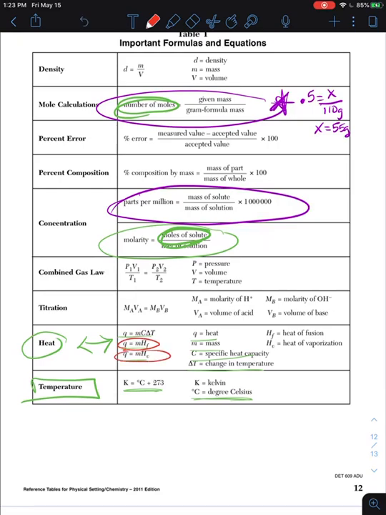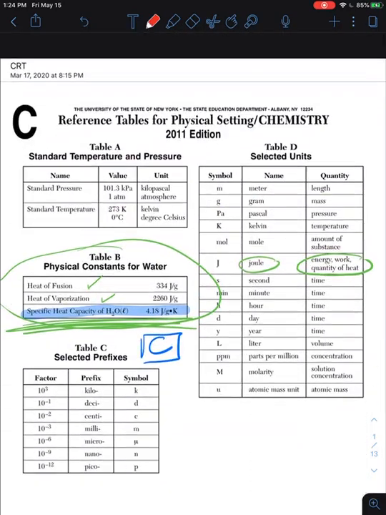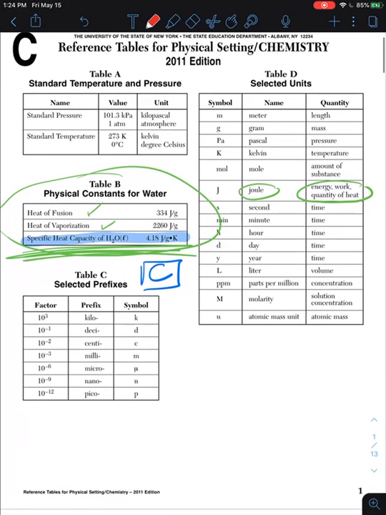So just take a quick look at them. Q is still going to equal the heat, m is still for mass, but we have two items here, H subscript f, which stands for heat of fusion, and H subscript v, meaning heat of vaporization. So you need to be able to identify what those two variables are, and you can find that on page 1 of your reference table. Okay, so write it in now. Heat of fusion would be H subscript f, and heat of vaporization would be H subscript v.